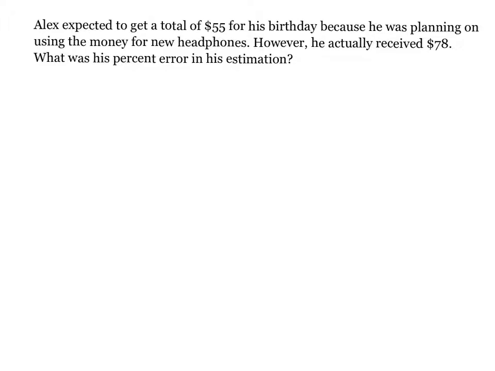Our next example says that Alex expected to get a total of $55 for his birthday, because he was planning on using the money for new headphones. However, he actually received $78. What was his percent error in his estimation? So he expected this, so this was his estimate of $55. He actually received this, so that would be our actual.